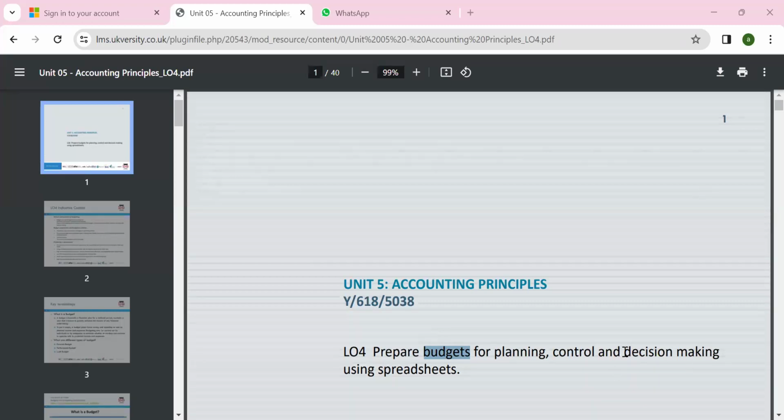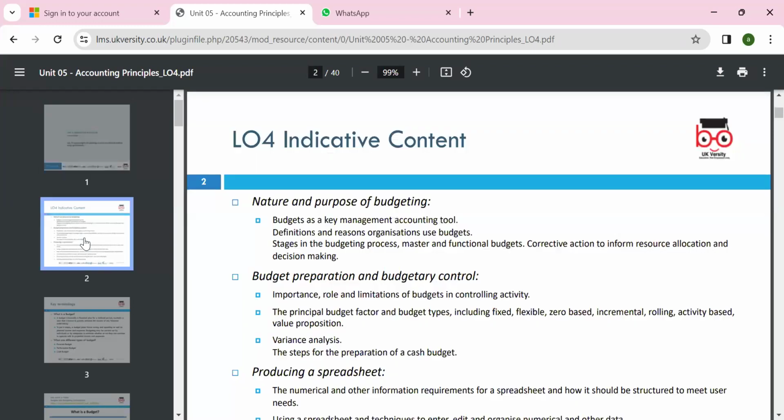Decision making means selecting the best option. So you have a budget and information, and you can decide which project is better for your organization, within a budget, within a time, and within a quality. That's the key, which we'll discuss.